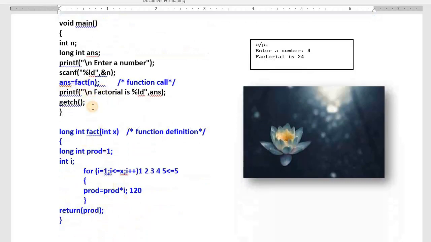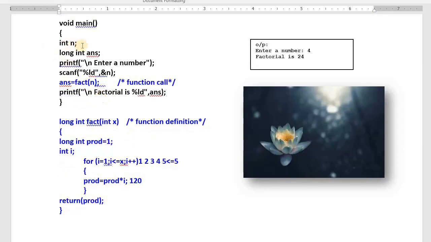What is there in answer? 120. That 120 only boss will display. Who is the boss? Main is the boss. Factorial is 120. Program is over. You may get this question in VTU main examination. Percentage ld has been used here. ld stands for long integer. I hope you have understood.